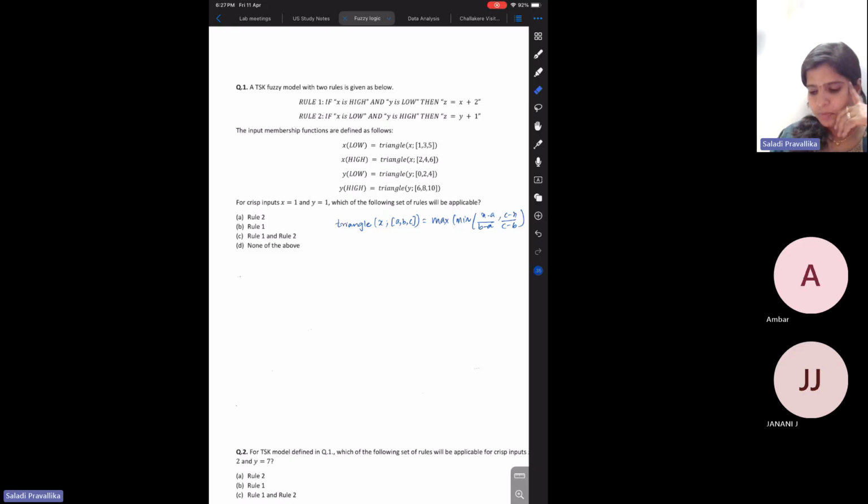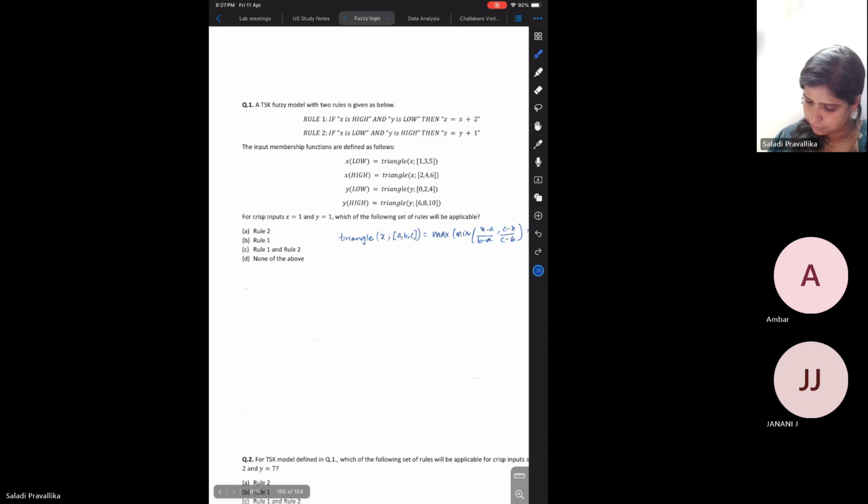So in rule 2, if x is low and y is high, then z is equal to y plus 1. Okay, now we have our rule set. And then we are also given our input membership functions: x low, x high, y low, y high. I have written the triangle function here. So let's find out the values. First, let's do it for x low, right?